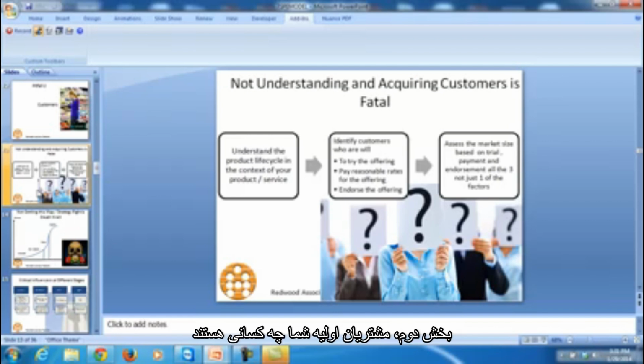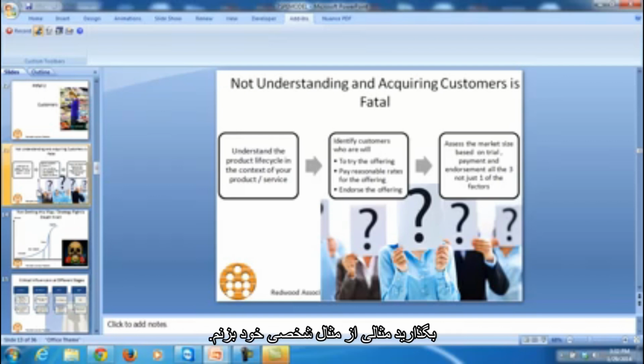Second part, who are your initial customers who will be willing to pay you for it? And most of all, your initial customers need to endorse you. Because if you don't get the endorsement of the initial customers, then you're going to be in a soup. And finally, getting the market size wrong is very critical.